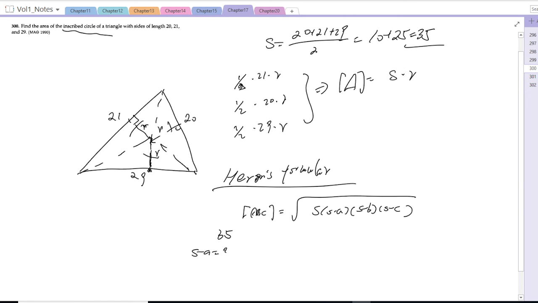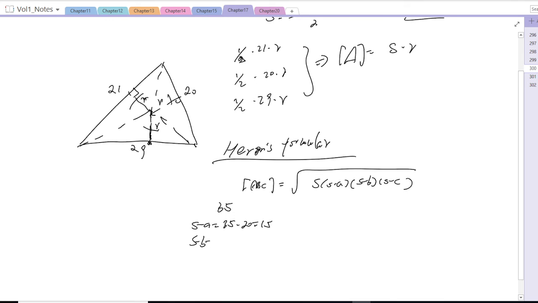S minus A is 35 minus 20 is 15. S minus B is 35 minus 21 is 14. S minus C is 35 minus 29 equals 6. Right, so let's see, 35 is 5 and 7, right? 15 is 5 and 3. 14 is 7 and 2. And 6 is 3 and 2.